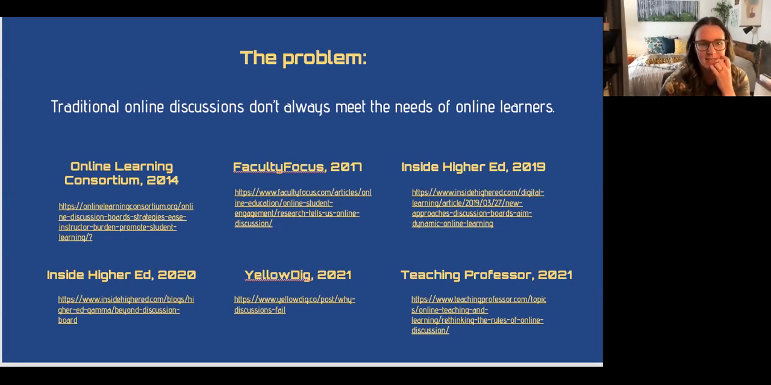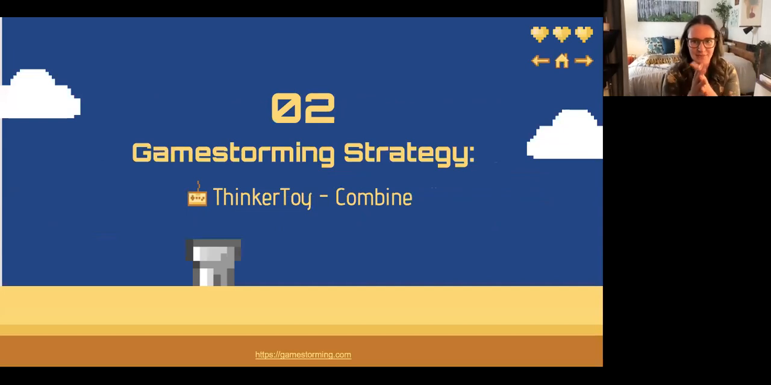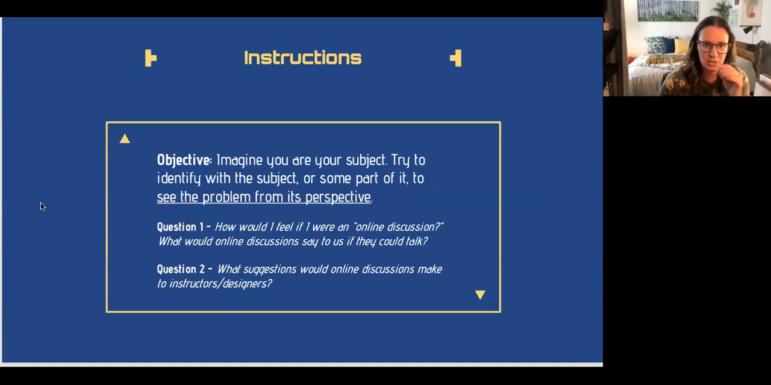Not seeing any questions. All right, so let's get started. So our first strategy is called Combine, and it's part of the ThinkerToy pack, which is part of this book and card pack partnership of the Gamestorming strategies and tools. And the instructions for this game, be ready to be silly, because I'm asking you to pretend that you are an online discussion. So imagine that you are your subject, try to identify with that subject, which is traditional online discussions, or some part of it, and see the problem from its perspective.